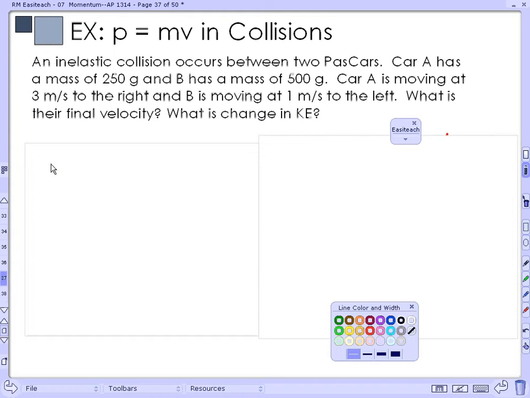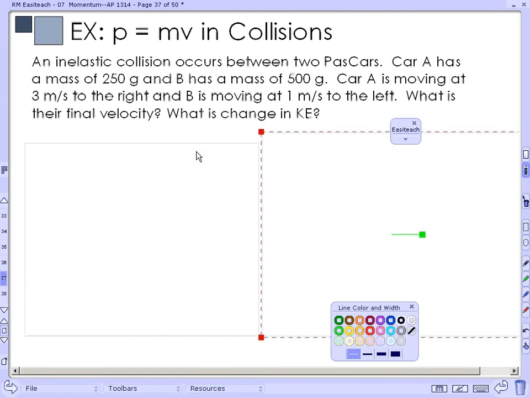So this collision is inelastic, which means that the two cars are going to collide and stick together. In this case, it's two cars. And I'm going to use the law of conservation of momentum.